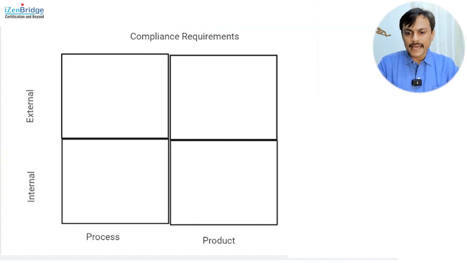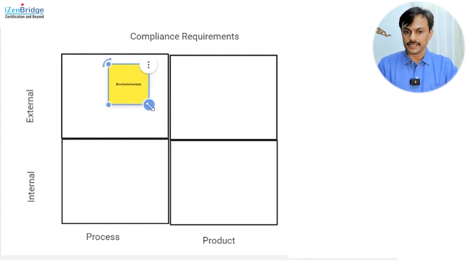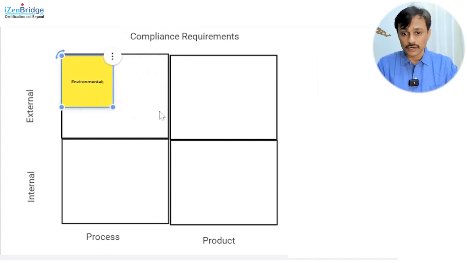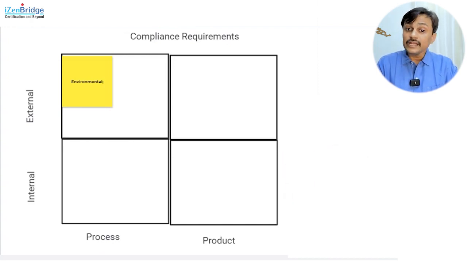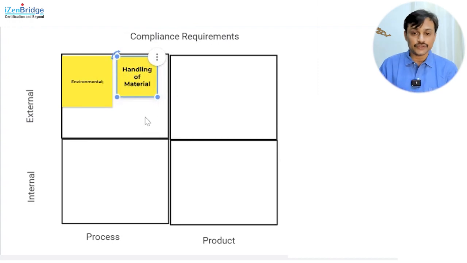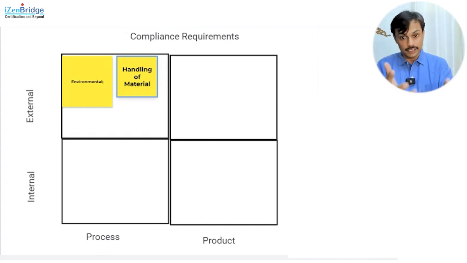So what could be an external process compliance? There could be things like, whenever you are working, you need to take care of the environment. You should not be creating pollution or hazardous material which is creating environmental issues. Maybe handling of material, the way you store a particular material. If you are dealing with a particular thing, maybe the government regulates that it should be secured in a particular way, there should be proper storage for it. So while you are doing things, you may need to follow that.